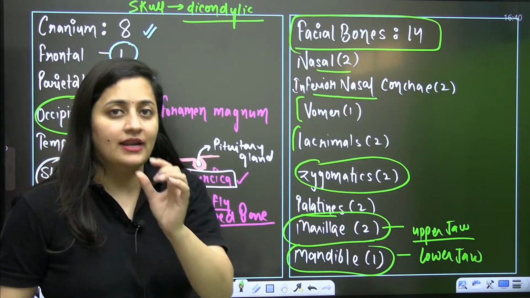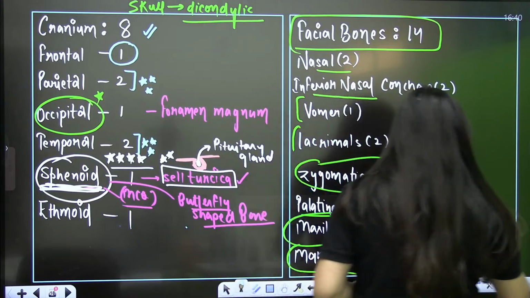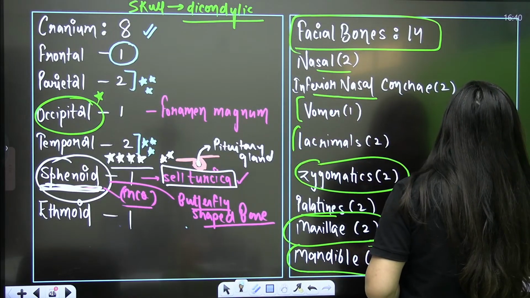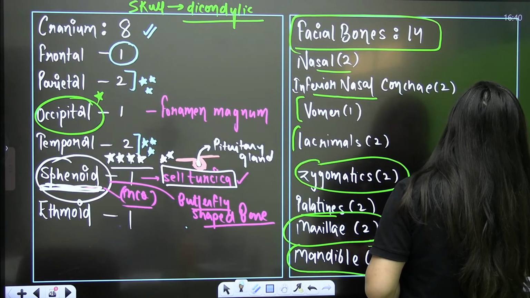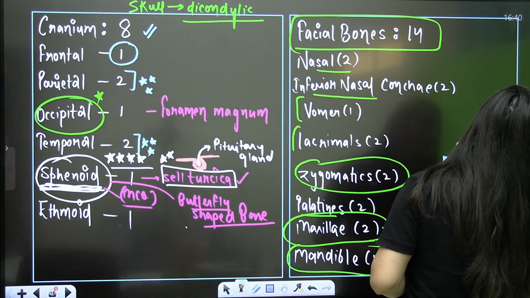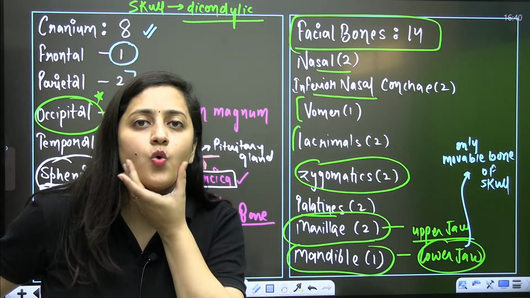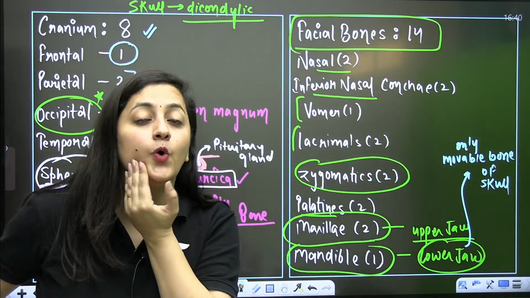Lower jaw, this is what you should write down. Lower jaw is the mandible, and it is the only movable bone of the skull. Rest all are fixed.